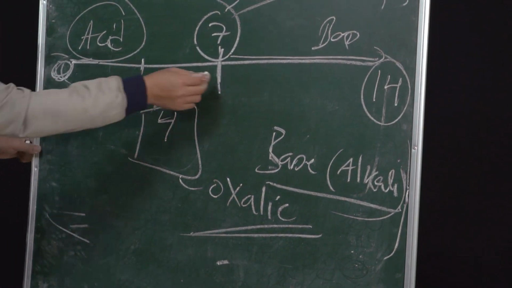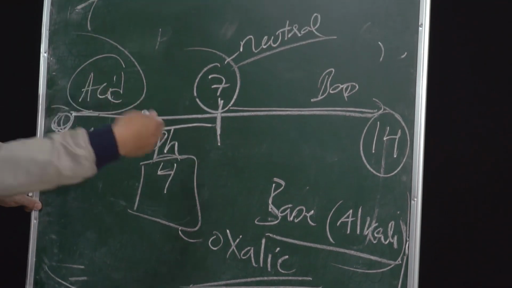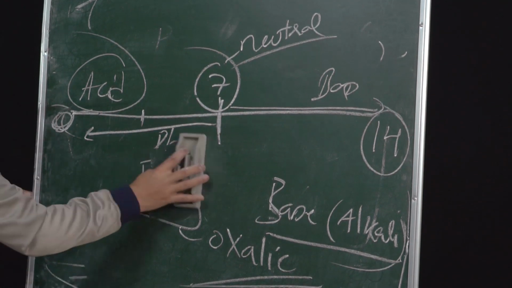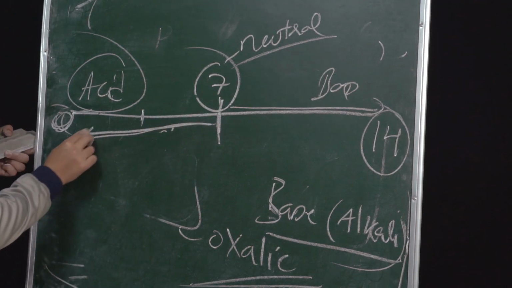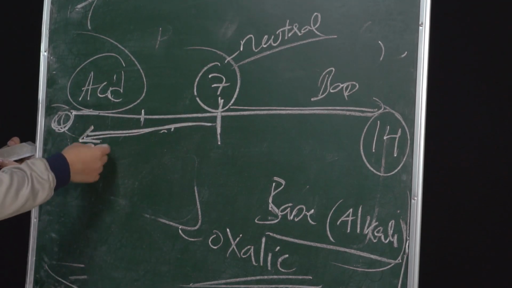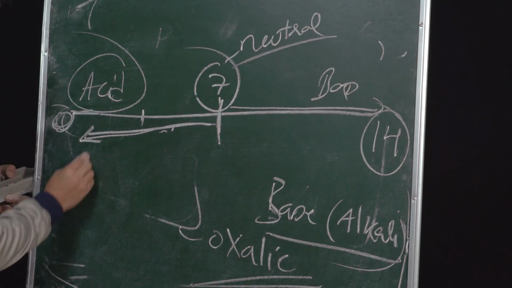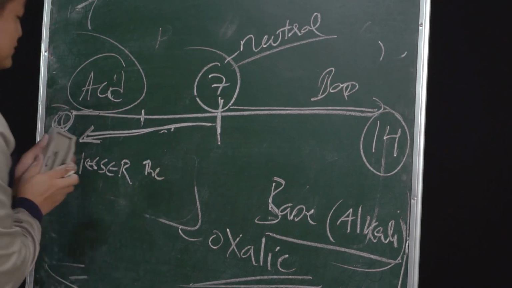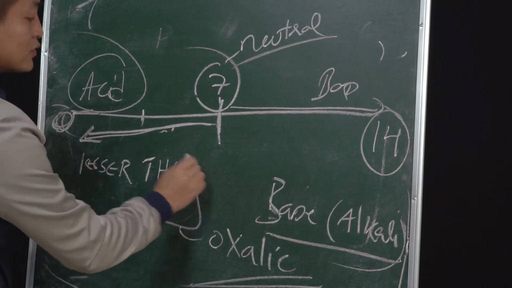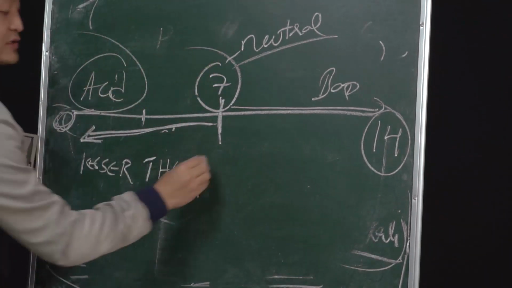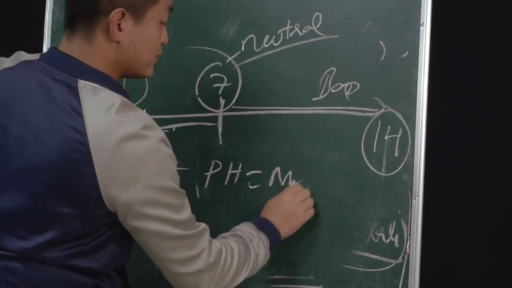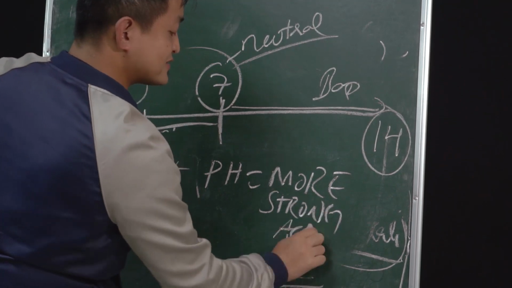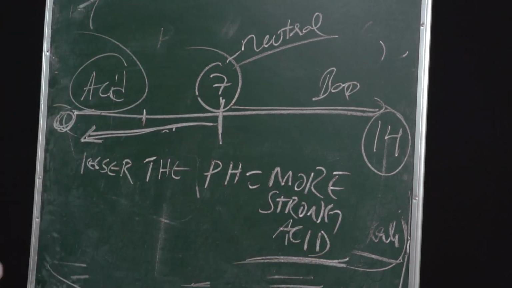So now if we come from here, that means the hydrogen ion concentration is increasing. Clear? If we come from here, that means the acidity is increasing. That means the lesser the pH, the stronger the acid. I'll write everything in bold letters. Lesser the pH, more strong acid. Clear?